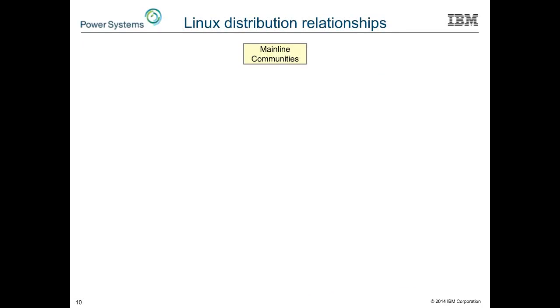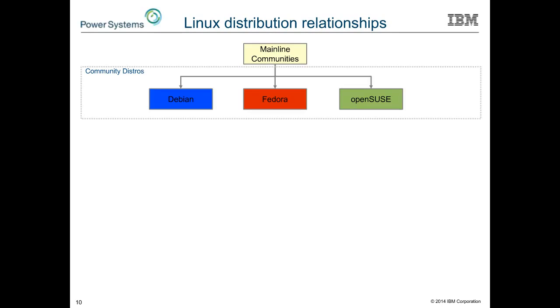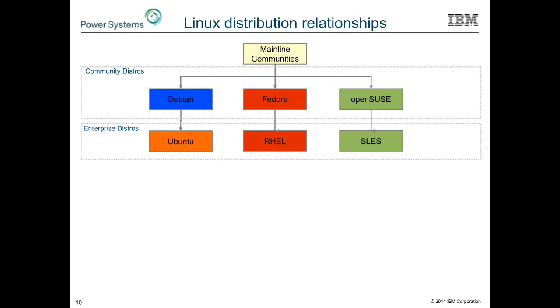Let's talk about the community relationships real quickly. In each of these communities, like a kernel community, there is a mainline community. From a Linux distribution perspective, all of those mainline communities get bundled into the community distros, as I've described already, Debian, Fedora, OpenSUSE. From there, then, code gets bundled up into the enterprise distributions. You see the relationships between each of the stacks. SLES pulls from OpenSUSE, RHEL pulls from Fedora, Ubuntu tends to pull from Debian.